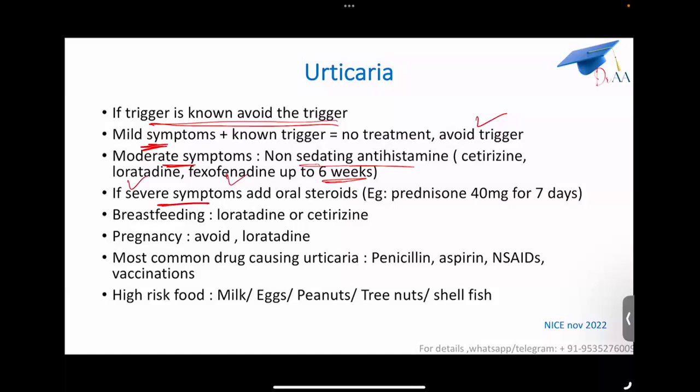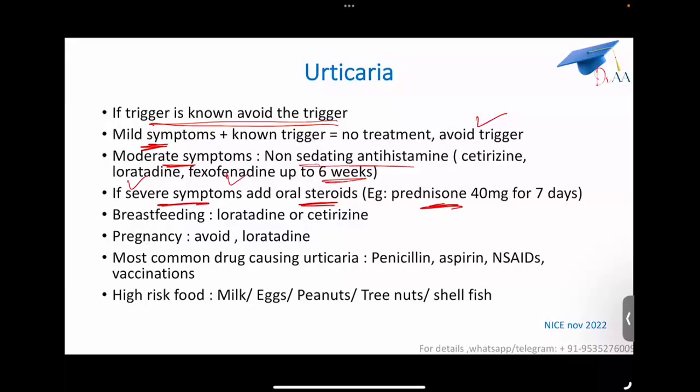If there are severe symptoms, the rash is all over the body, there is severe itching, and the patient is not able to tolerate it in spite of giving antihistamines, then you can add oral steroids like prednisone 40 mg daily for 7 days.